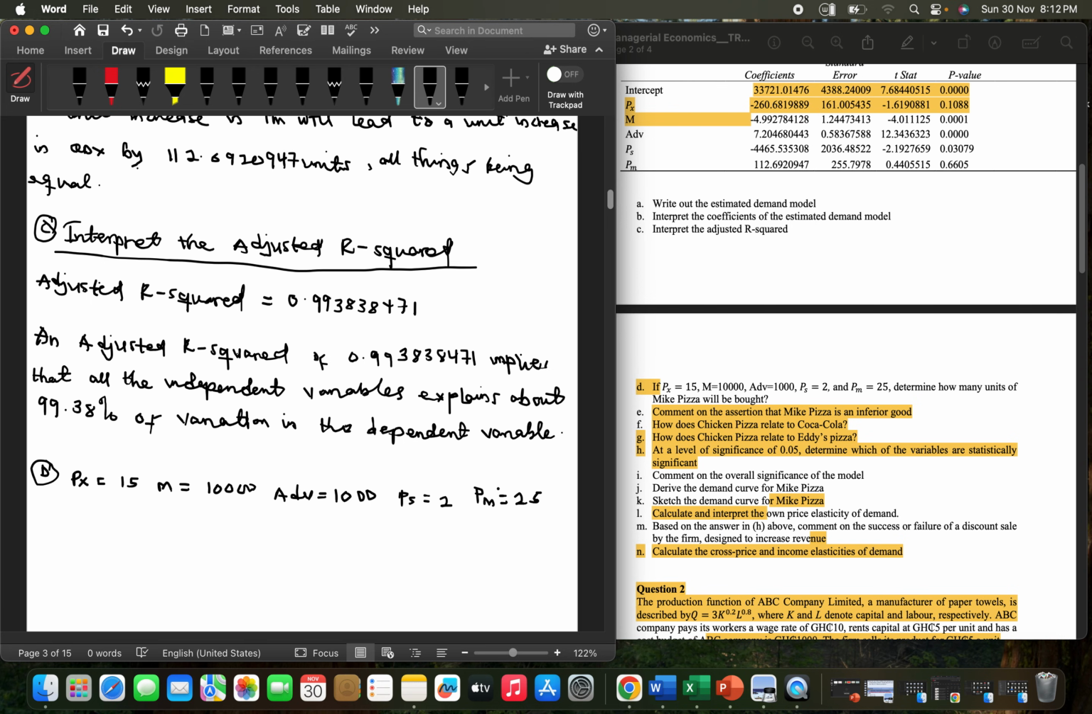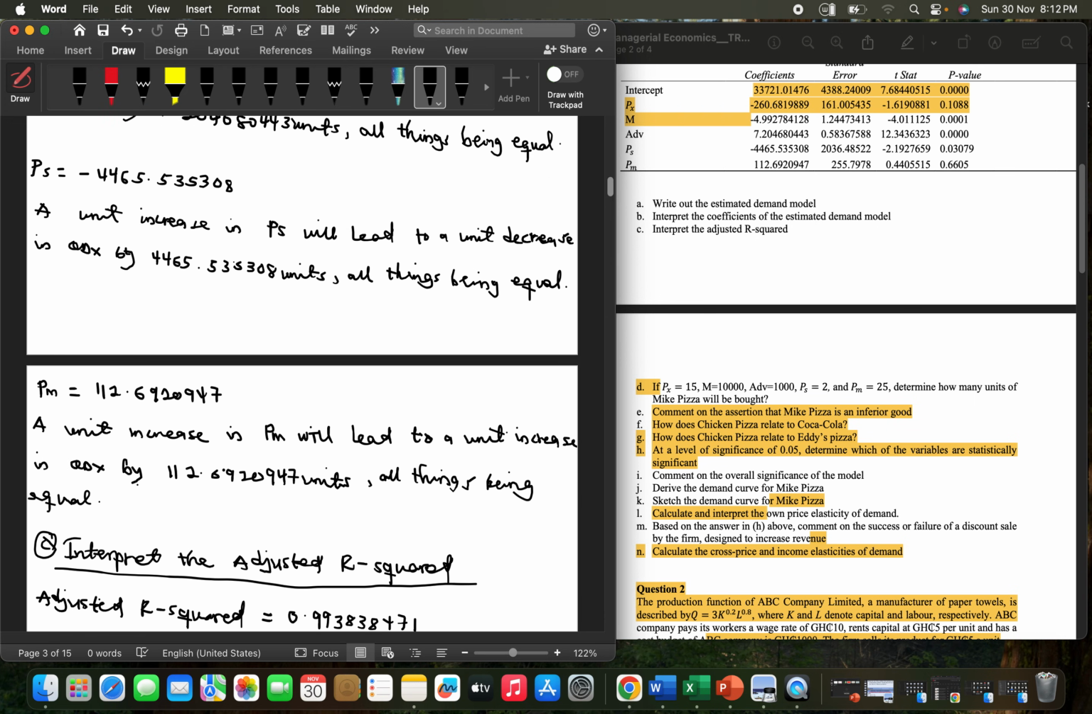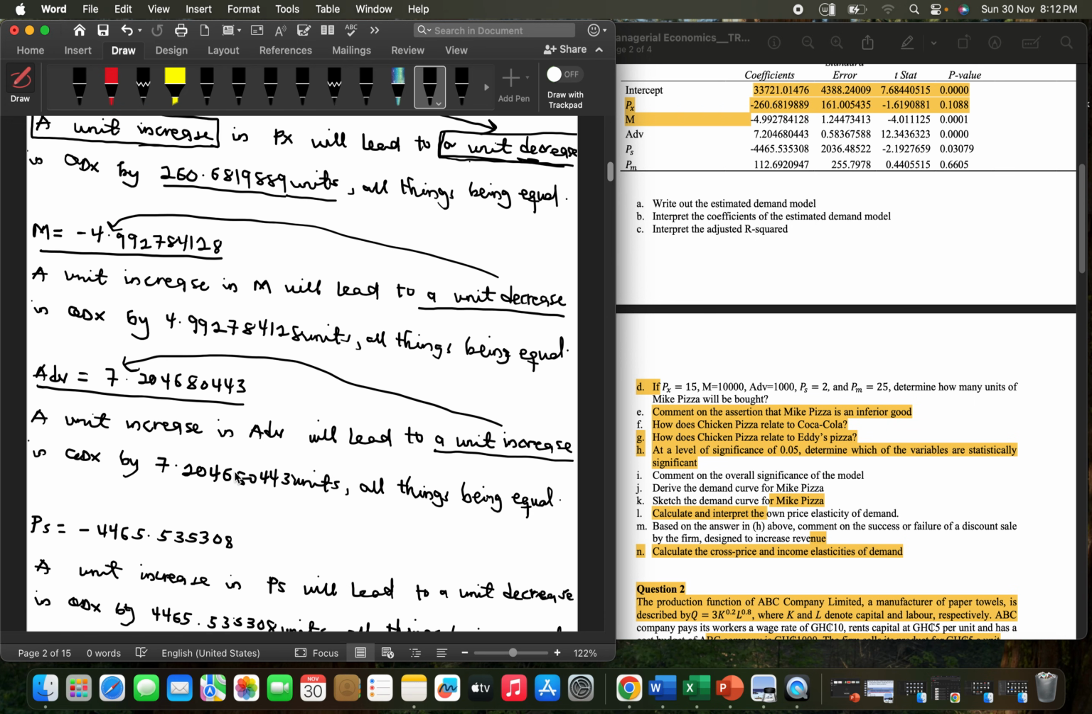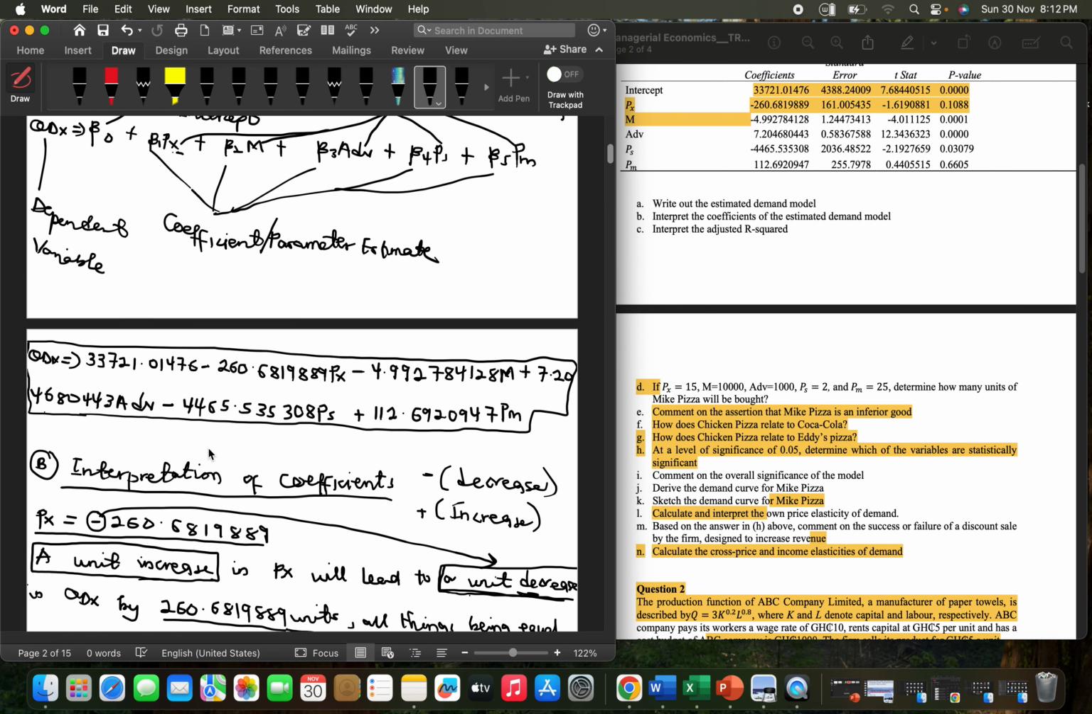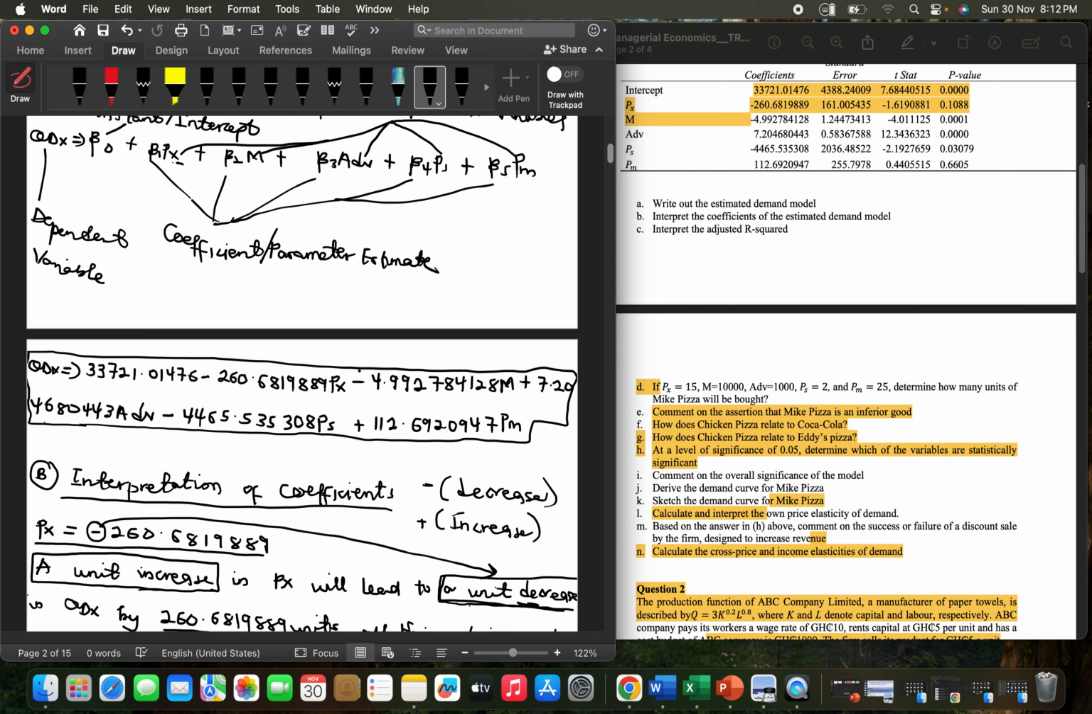So it means you're actually finding the quantity. We'll just come and pick this demand function here. We'll pick the whole of this to the D part of the question. Then we substitute the values into the equation to get the quantity for Mike.